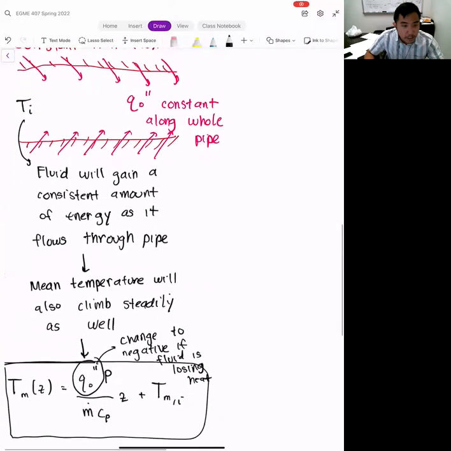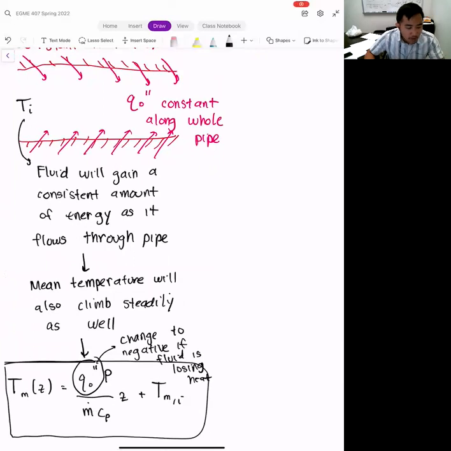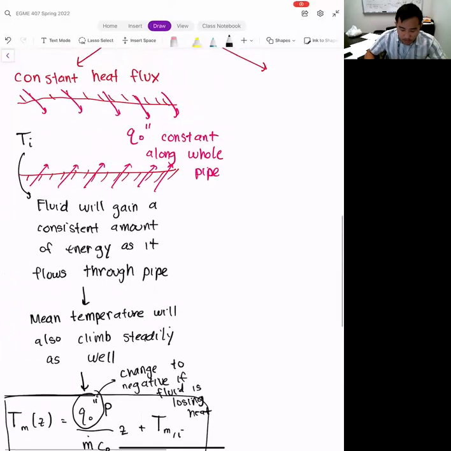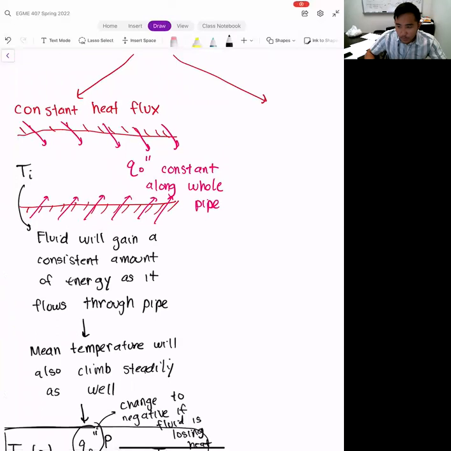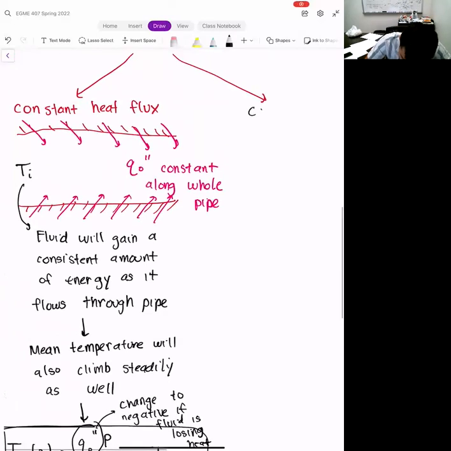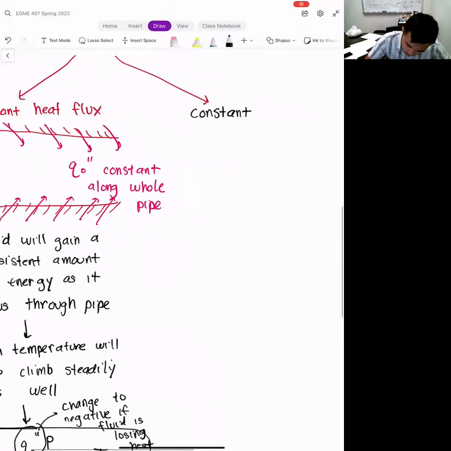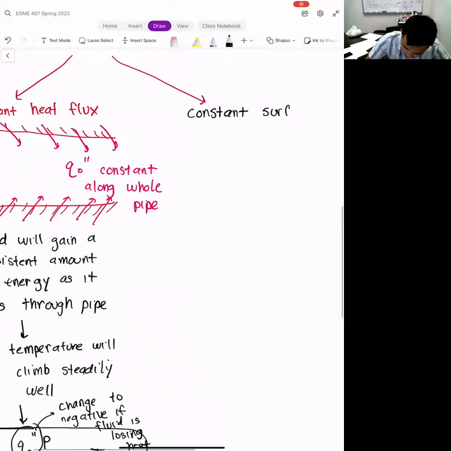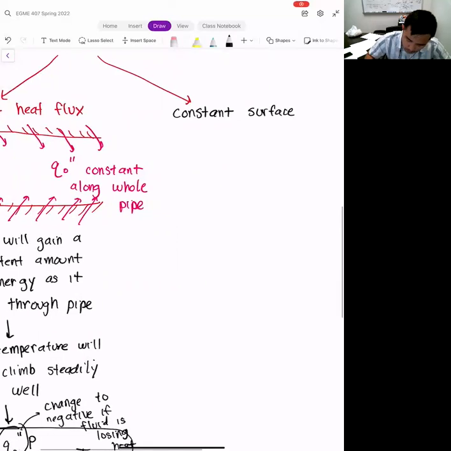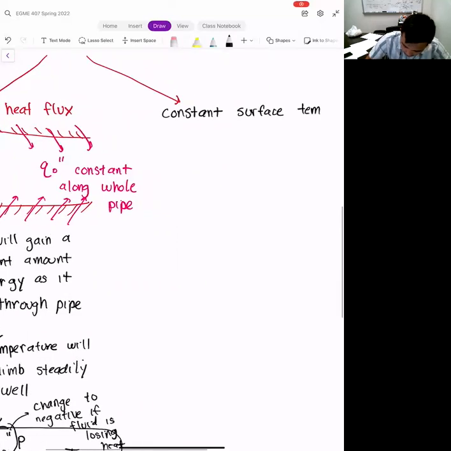All right, so that's the constant heat flux case. And so for constant heat flux, we have a steady climb of temperature. The other situation that we went over was constant surface temperature. Okay. Okay. And so for constant surface temperature, let me go ahead and draw it schematically.